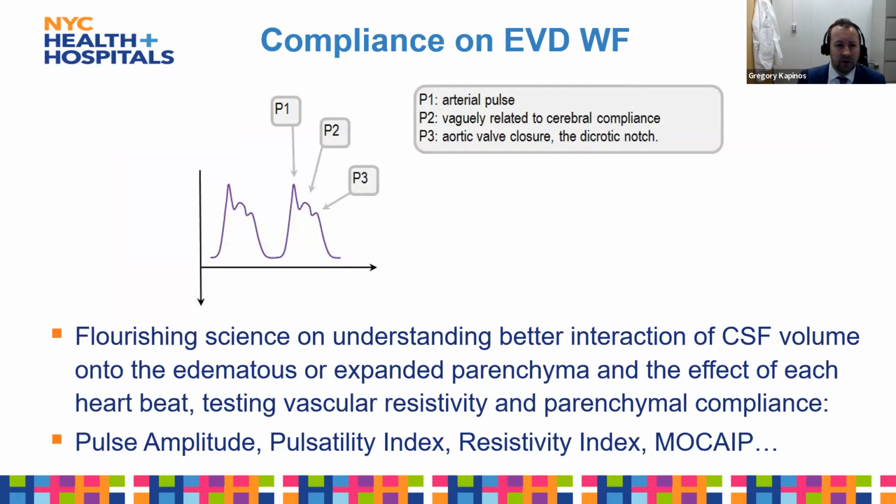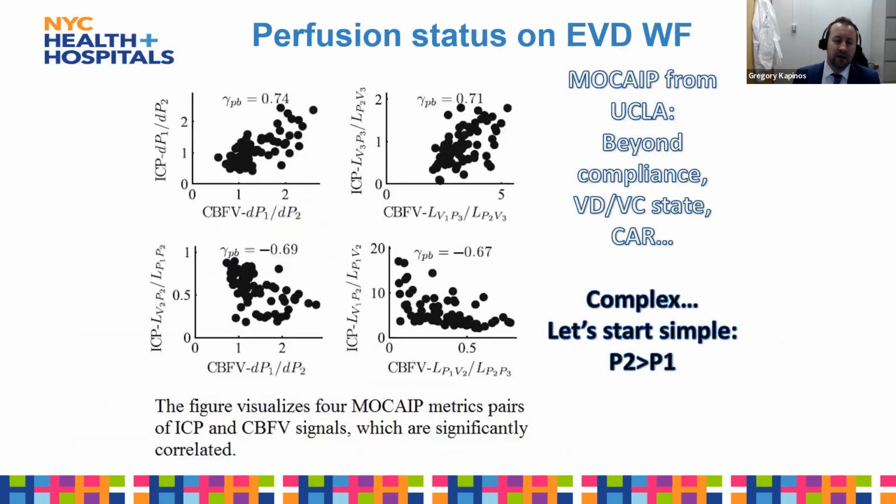We all know what P1, P2, P3 is, and we can complicate the interpretation by looking at the pulse amplitude, pulsatility index, resistivity index, and as I said, UCLA in the early 2000s was even developing fancy mathematical models of the different slopes, telling you about the vasodilatory and vasoconstrictive state of the patient's capillaries. But actually, that goes above my head here. I put a few pictures of the original publication of Mokaip from UCLA, but as I said, Dr. Vespa is way brighter than me, and he has an army of mathematicians publishing every month in IEEE journals about new models and new devices.